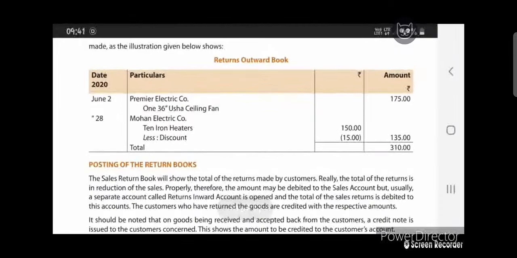As you can see, the return outward book will be like this. On 2020 June 2nd, Premier Electric Corporation: 136 Usha ceiling fans, for which 175 rupees. Mohan Electric Corporation took 10 iron heaters, total 150. That discount is 10%, so therefore minus 15 rupees. So therefore 135 rupees, totally 310 rupees.